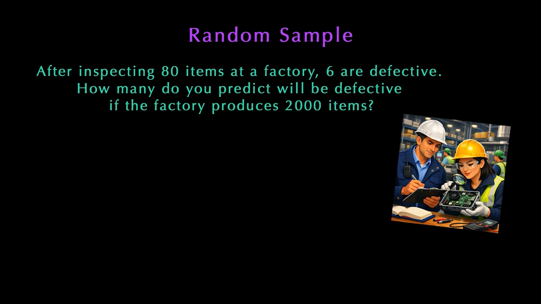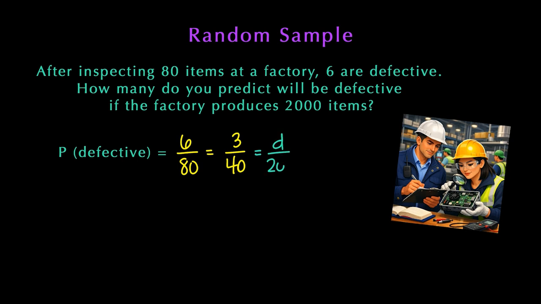After inspecting 80 items at a factory, 6 are defective. How many do you predict will be defective if the factory produces 2,000 items? So here we have even larger numbers, but let's go ahead and set up based on our inspection. So 6 were defective out of 80 items. I can go ahead and reduce that by dividing them both by 2. So 3 out of 40 items were defective. Then I'm going to go ahead and set up my proportion. So I want to know how many would be defective out of 2,000 products. This is a much larger number, and we did a larger sample.